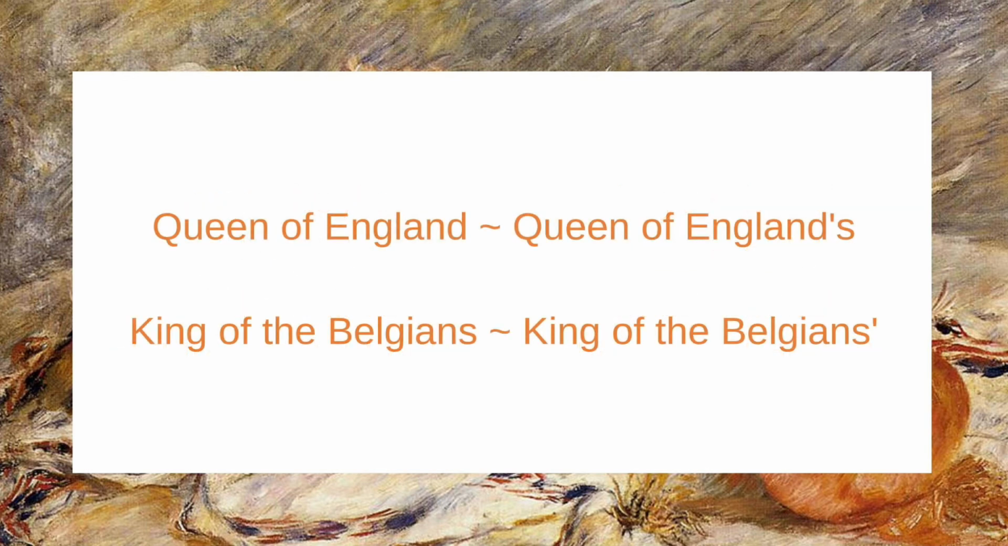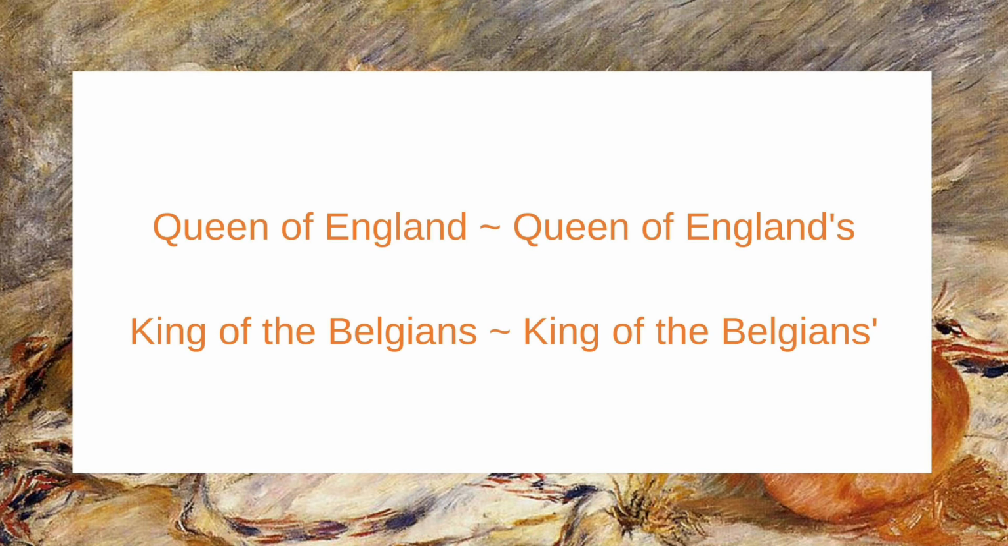Entire noun phrases also have possessive forms in English. The same rules apply. When the noun phrase ends with the letter S, put only an apostrophe on the end of the noun phrase to form the possessive. When the noun phrase ends with any other letter, put an apostrophe S on the end of the noun phrase.